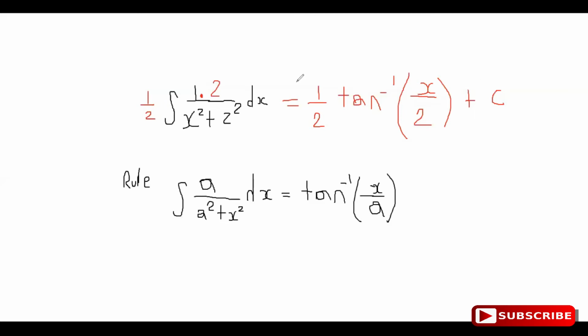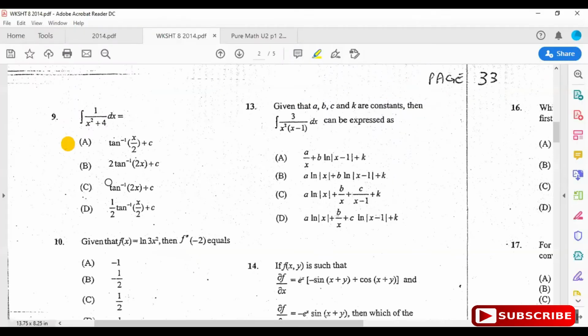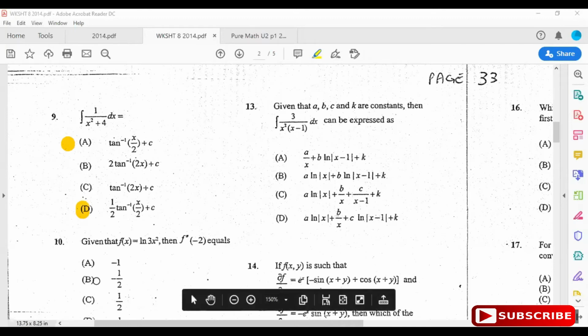And as I'm saying, to check your answer, you can always differentiate tan inverse of x over 2, times it by a half, and you should get back this. So we had a half tan inverse of x over 2. That's D. So D is the answer. All right, easy stuff.